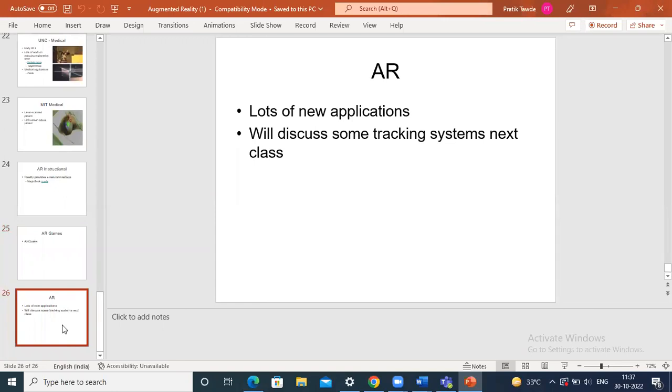There are lots of new applications. We'll discuss some tracking systems consequently in this particular session. So this is just basically the introduction or the theory part regarding augmented reality and virtual reality. Now actually we are going to see the live demonstration so that you will enjoy this particular session in detail. So now I'll stop sharing the screen and I'll play a video regarding the practicals.